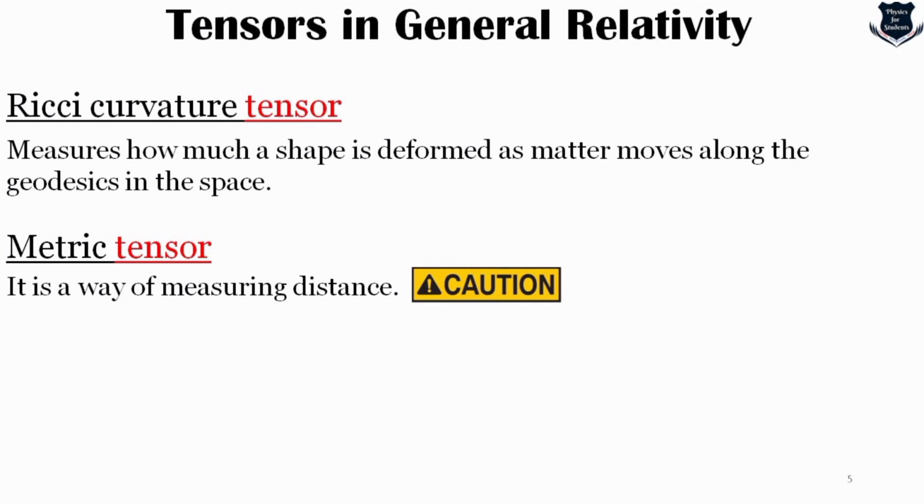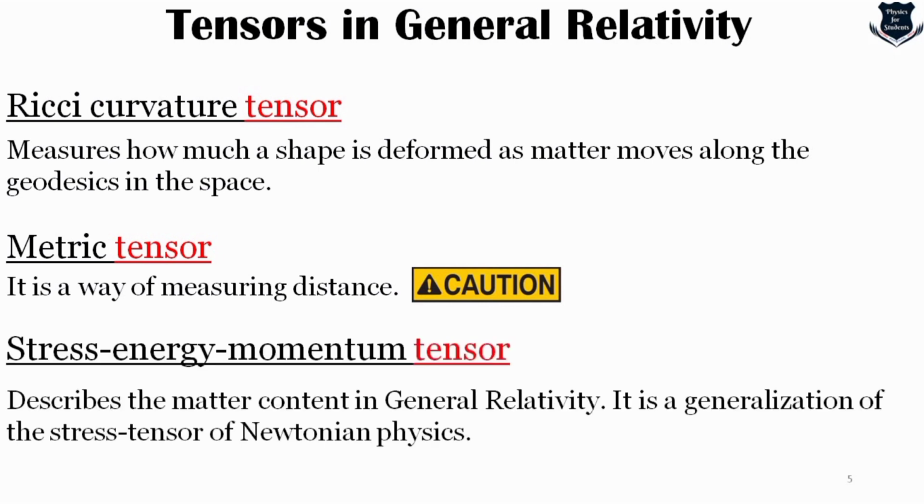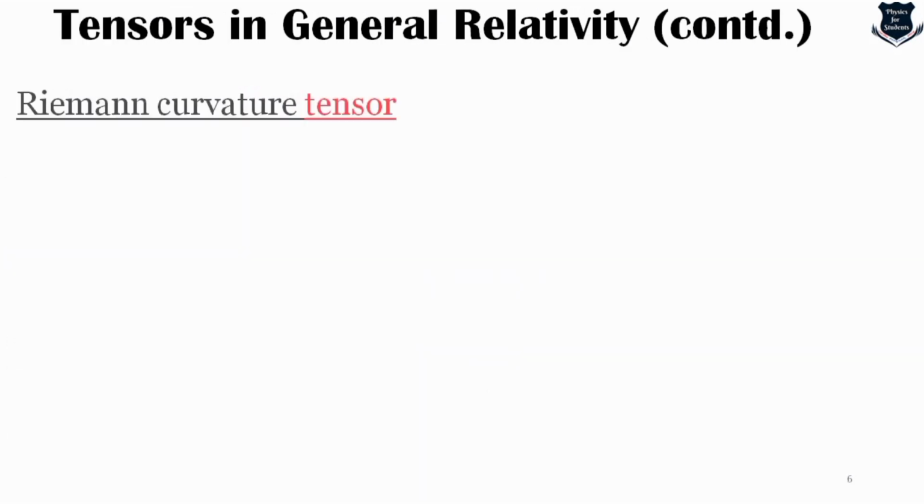The next thing we come across is called a stress-energy-momentum tensor. It is sometimes also called the stress-energy tensor or the energy-momentum tensor. It is basically a physical quantity that describes the density and flux of energy and momentum in space-time. It is basically a generalization of the stress tensor of Newtonian physics. We will soon see in detail what it is.